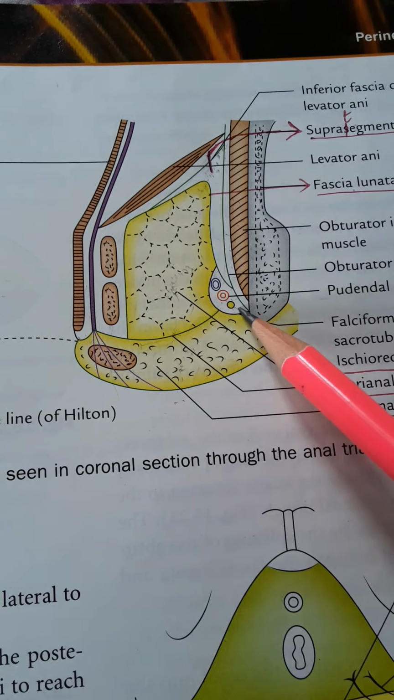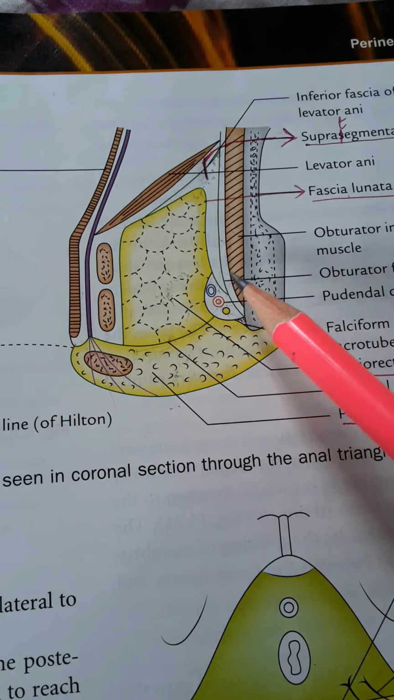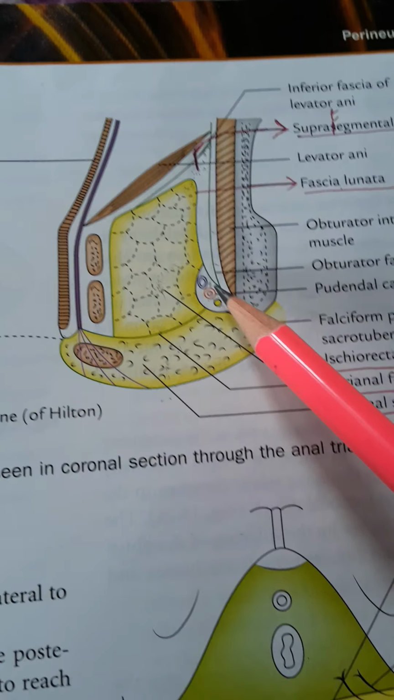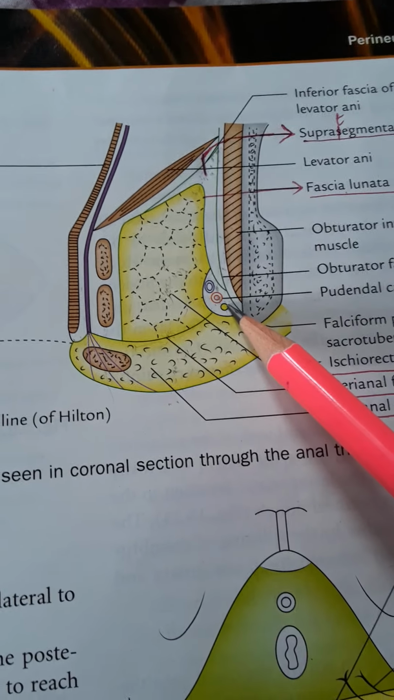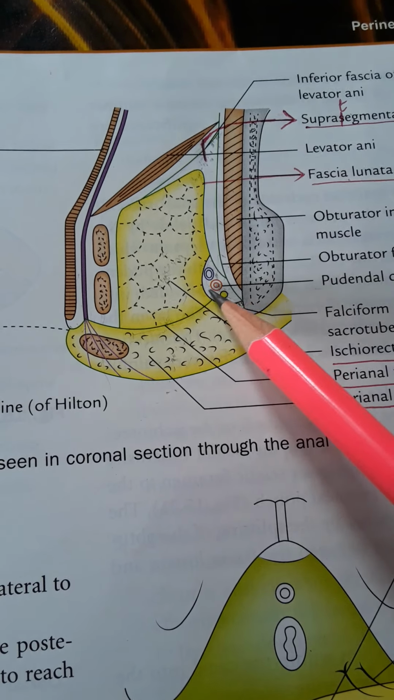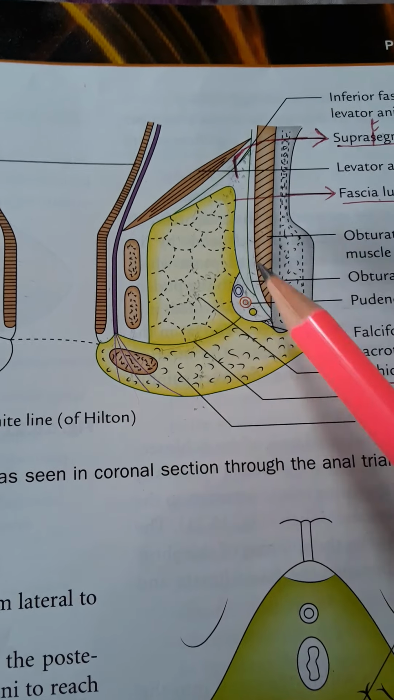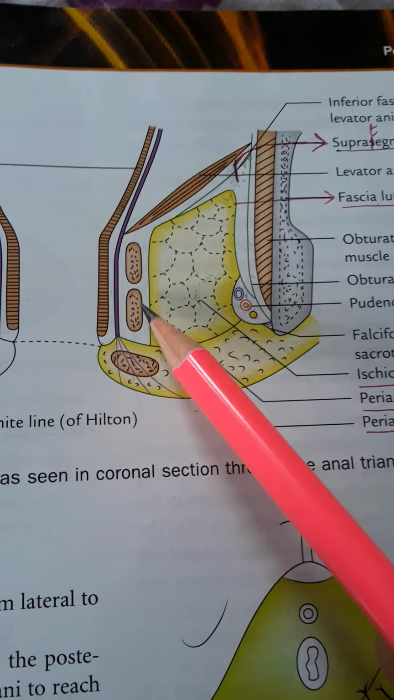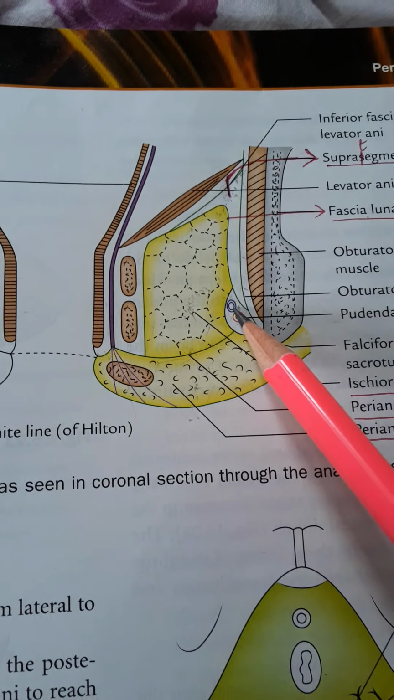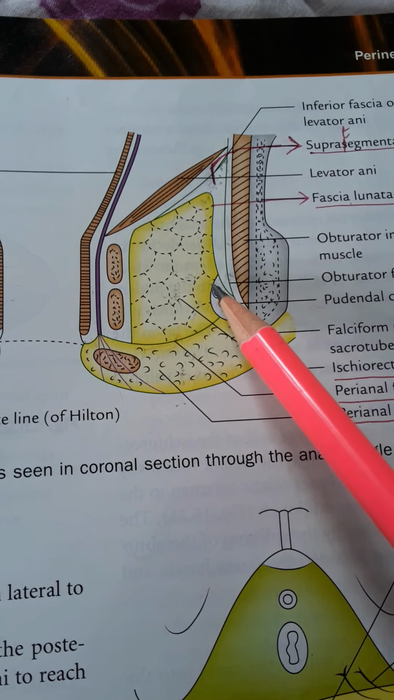And this is the pudendal canal, another fascial canal present in the lateral wall of the ischiorectal fossa, in between the obturator fascia and lunate fascia. The pudendal canal consists of the pudendal nerve and internal pudendal vessels. The pudendal nerve and internal pudendal vessels give off a branch called the inferior rectal nerve and vessels to the ischiorectal fossa, which passes through the fossa and supplies the external anal sphincter. So this is the pudendal canal situated in the lateral aspect of the ischiorectal fossa, in between the obturator fascia and lunate fascia.